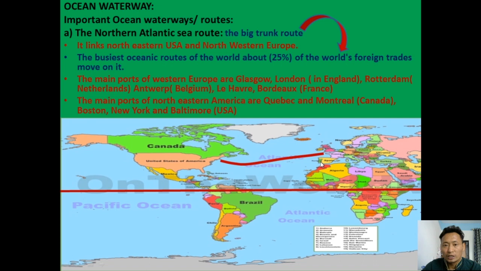We need seaports for loading and unloading purposes and for storage purposes. Because of that, seaports are very necessary. From this side, the important seaports are Quebec and Montreal in Canada, and Boston, New York, and Baltimore in the USA. These are some of the important seaports on this side.